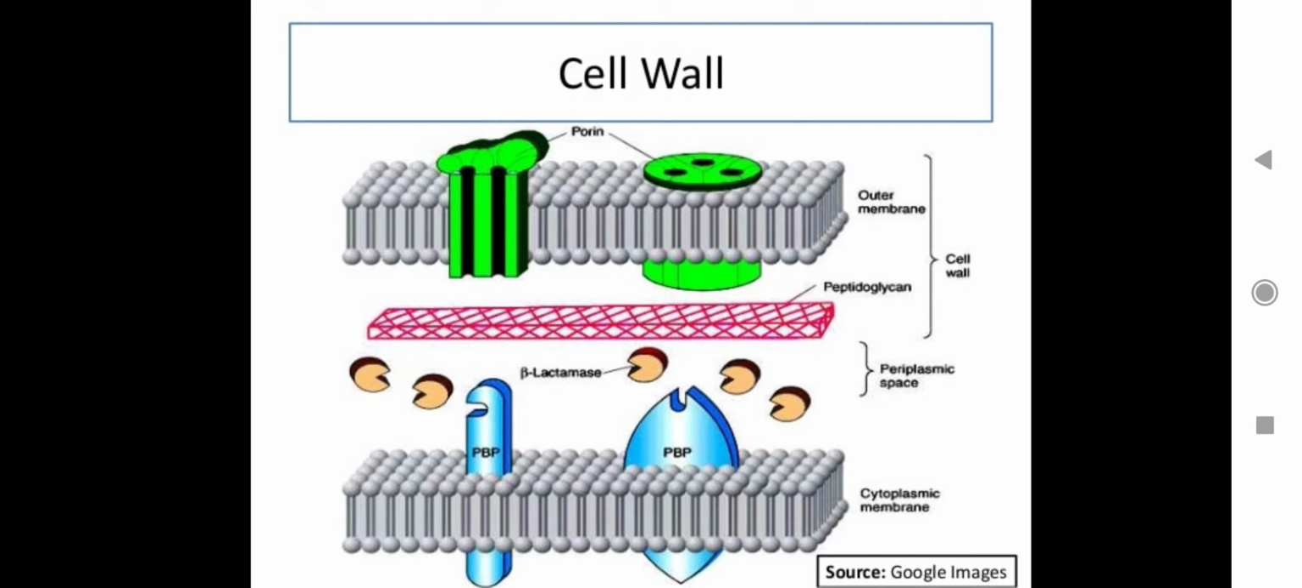In the cytoplasmic membrane, there are specialized proteins which are called penicillin binding proteins. They are also called transpeptidases because they catalyze the transpeptidation, which creates the cross link in the peptidoglycan chain, which is present in the cell wall. While the outer membrane is present in gram-negative bacteria, this outer membrane is absent in gram-positive bacteria.